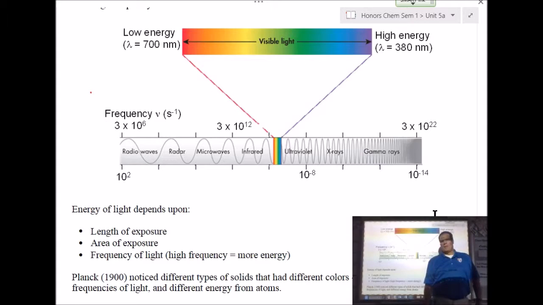Radio waves, microwaves, infrared radiation, visible light, ultraviolet, X-rays, gamma rays.